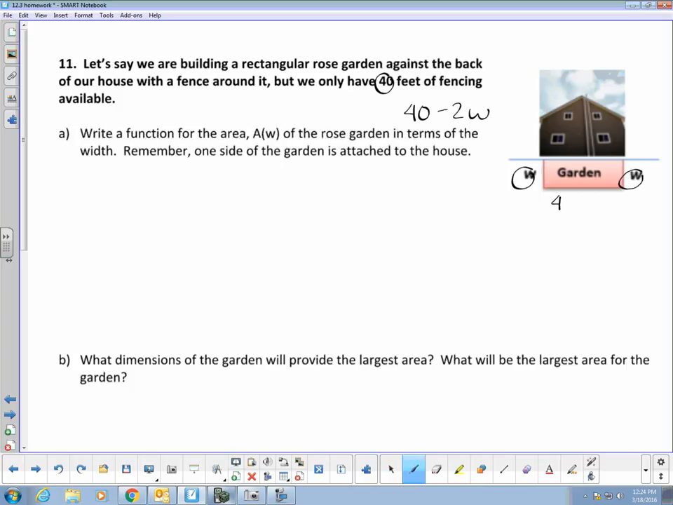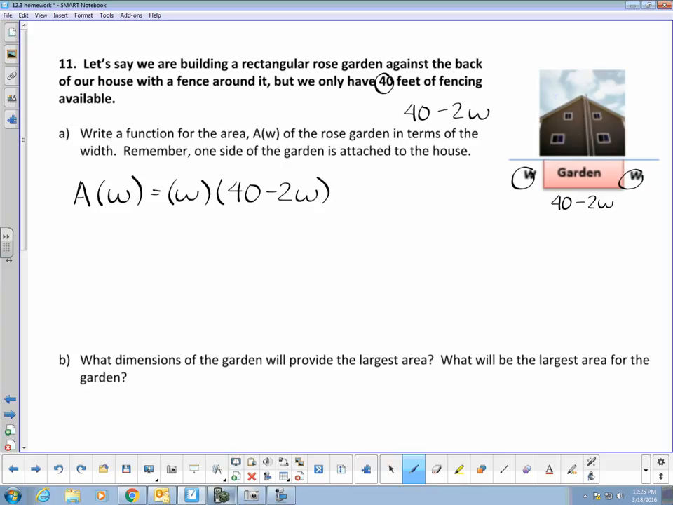So all my leftovers, 40 minus 2W, have to go on this length right here on this third side. So I have my 40 altogether, 40 for the whole, all 3 sides, minus my 2 W's, and all those leftovers would give me my length here. So if I want to write an area function, A of W, what I remember is finding the area of a rectangle, I multiply the length times the width.